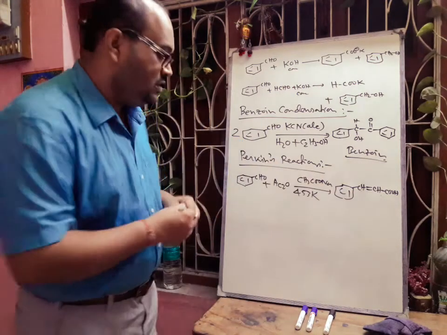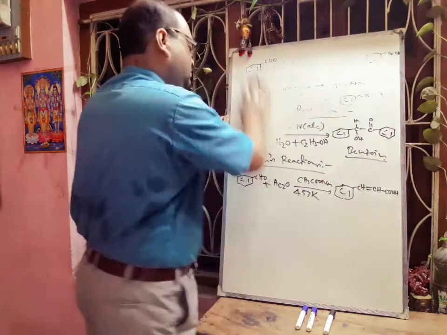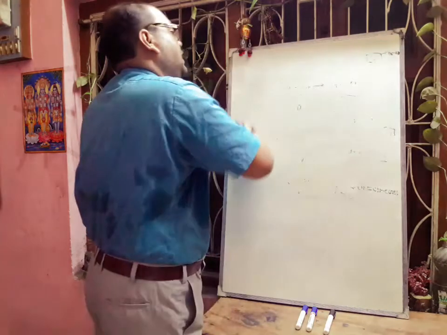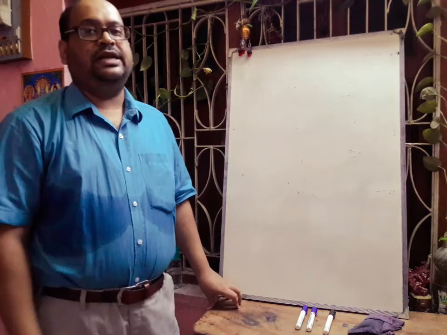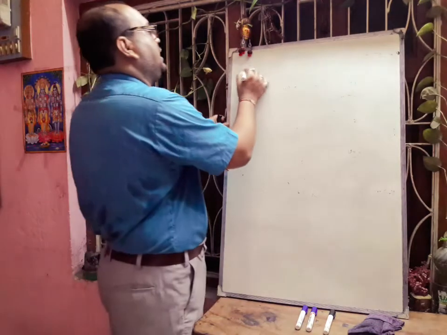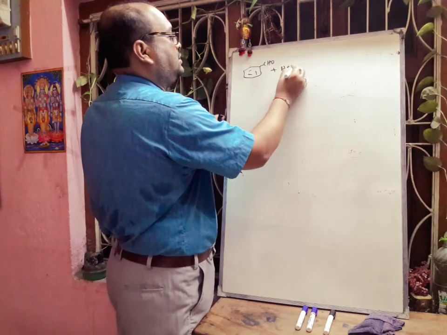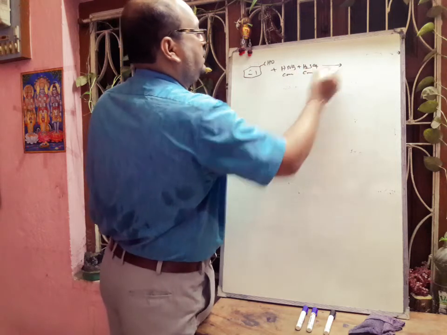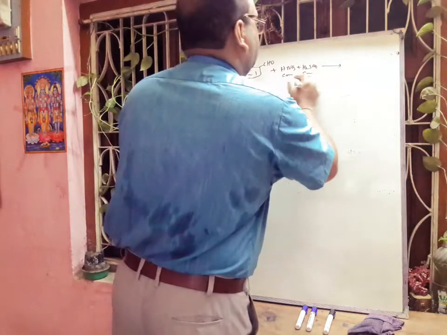Next we will discuss the ring substitution. That is the chlorination, sulfonation and nitration I will discuss. So you know the structure, benzaldehyde is meta-orienting. So if you take benzaldehyde and add mixed acid, that means concentrated nitric acid plus concentrated sulfuric acid mixture, then you will get meta-nitrobenzaldehyde.